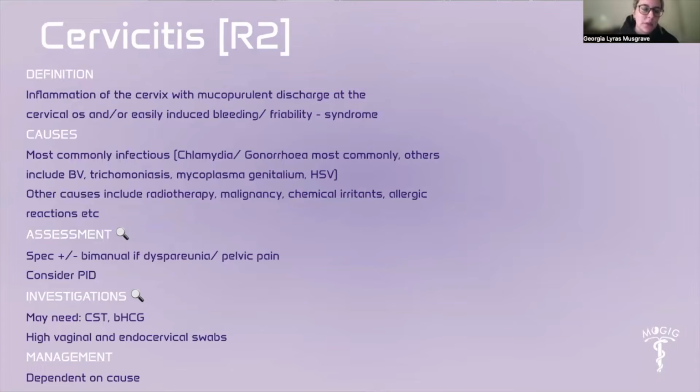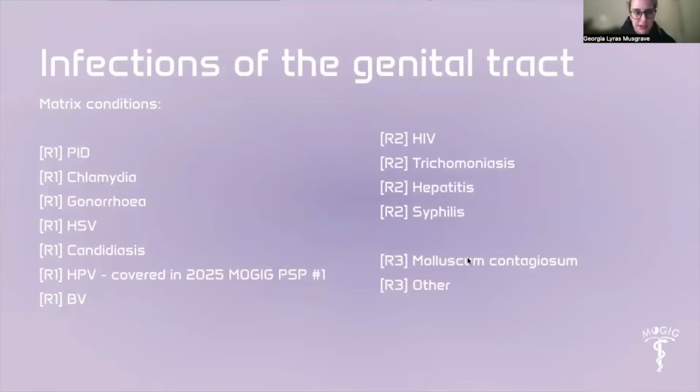The causes are most commonly infectious, so chlamydia or gonorrhea, but other potential causes are BV, trichomoniasis, mycoplasma, or herpes simplex. Non-infectious causes include radiotherapy, malignancy, chemical irritants, or allergic reactions. You'll do a spec and consider a bimanual if it's associated with dyspareunia or pelvic pain, and consider a PID in these cases. Your investigations will be guided by your differential for it, and the management is also dependent on cause.